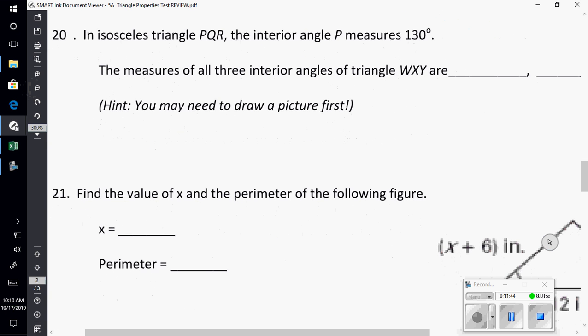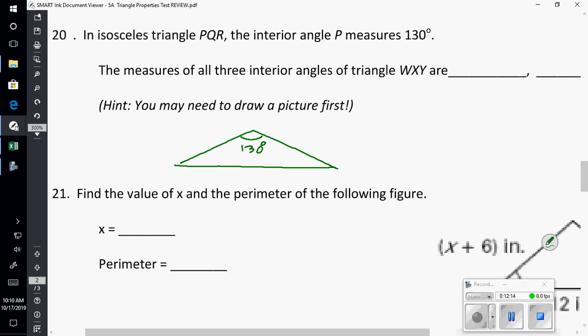Number 20, we're told we have an isosceles triangle, and we have an interior angle. One of the angles of the triangle, P, measures 130 degrees. So if it's isosceles, then 2 of the angles are the same. The 130-degree angle has got to be not a base angle.